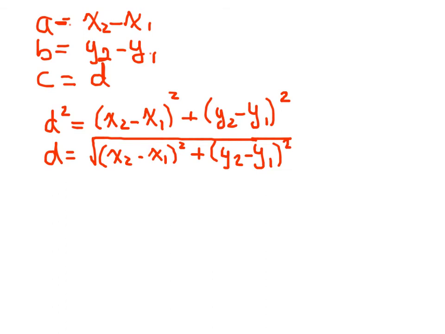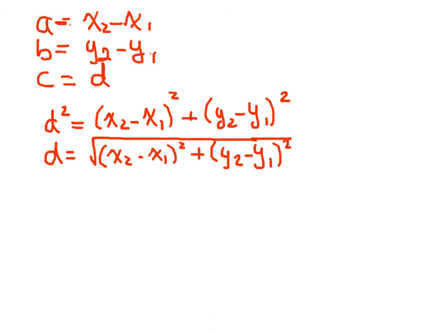Now often students ask, does it matter which point we choose as x1 or x2? And no, it doesn't matter as long as you're consistent. So if you're saying that point A is point 1 and point B is point 2, then make sure that you consistently use those. Use the coordinates from point A as 1 and the coordinates from B as 2. If you get them reversed, then your numbers aren't going to work. So this is the distance formula.